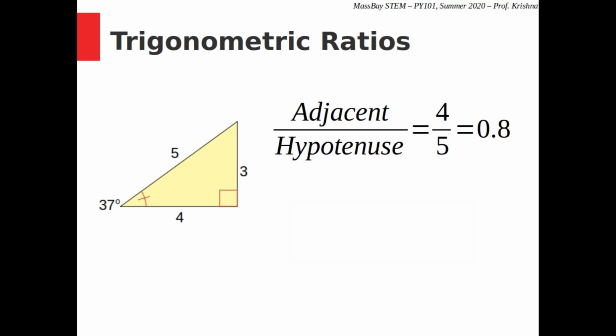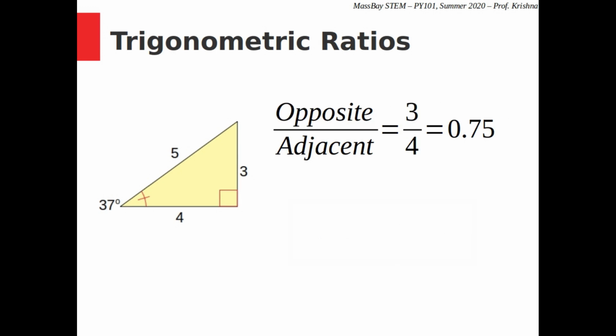Similarly, we can talk about the ratio of the adjacent side to the hypotenuse. In this case, that's 0.8. This ratio is called the cosine, and we can say the cosine of 37 degrees is 4/5 or 0.8. Finally, we can look at the ratio of the opposite side to the adjacent side. This is called the tangent ratio, and the tangent of 37 degrees is 3 over 4, or 0.75.